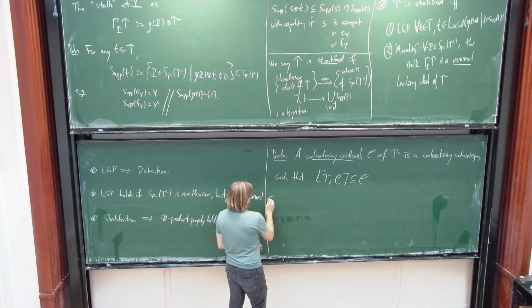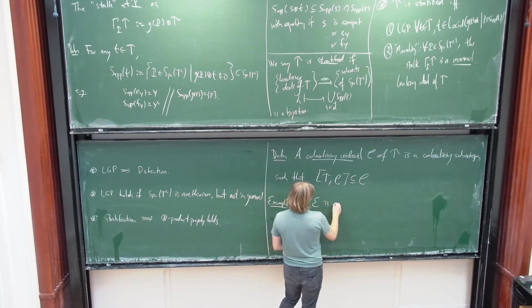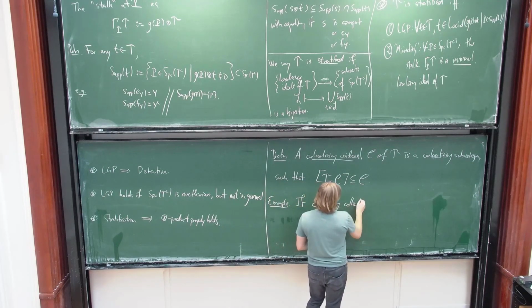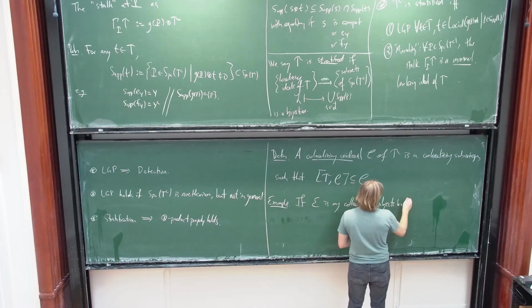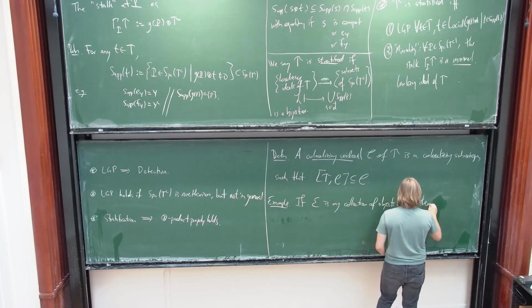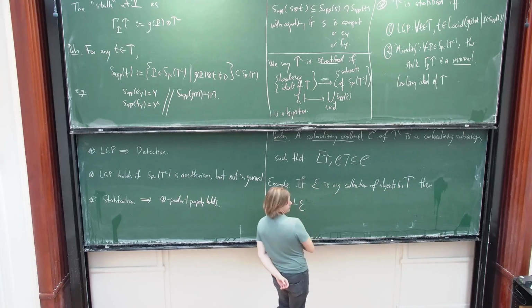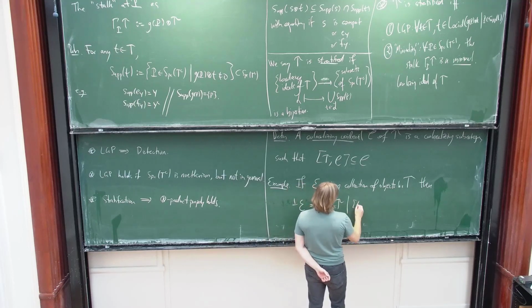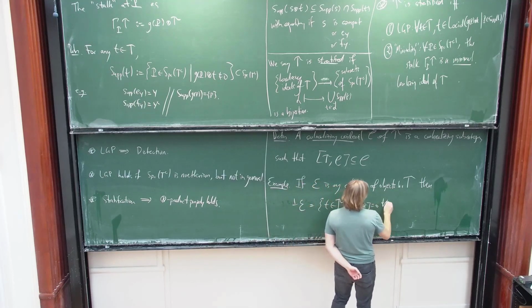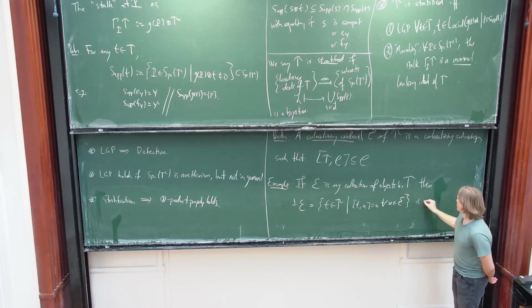But another source of examples is, well, if E is any collection of objects in T, then the left orthogonal of this collection of objects, so those objects T such that Tu is 0 for all U in E, this is a localizing ideal.